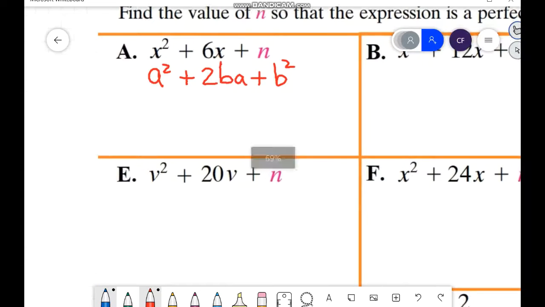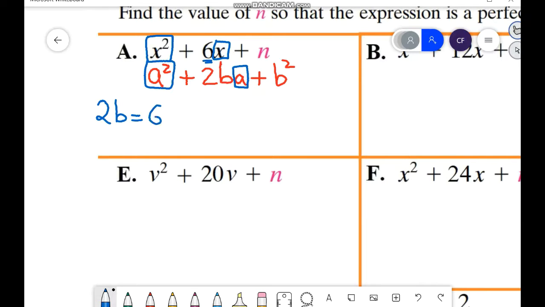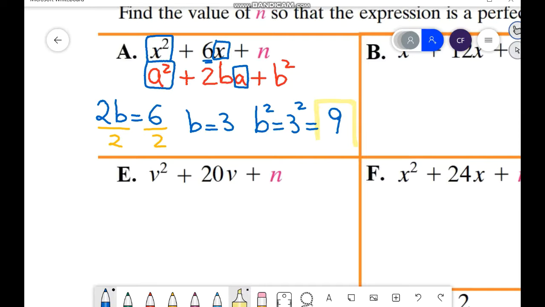Compare the formula with the expression. So x squared is the a squared of the formula. x is going to be a of the formula, right? That means 2 times b equals 6. Divide both sides by 2. b equals 3. We need to find b squared, which is 3 squared, equals 9. 9 is going to be the right answer for letter A.